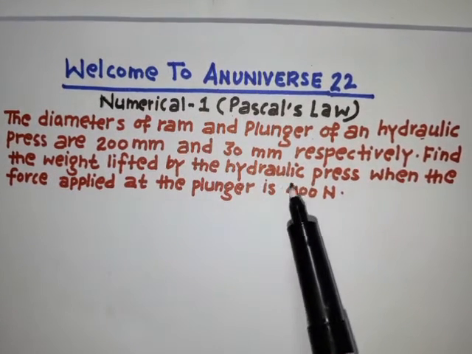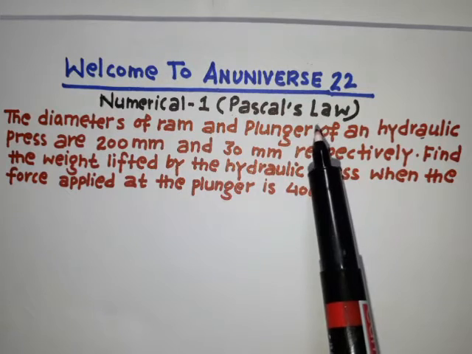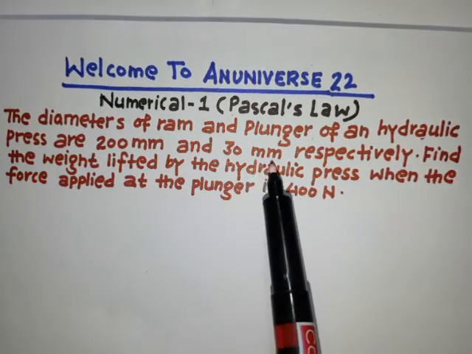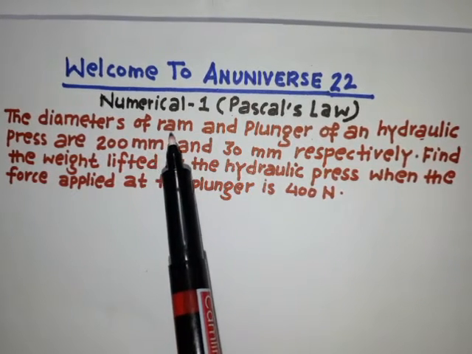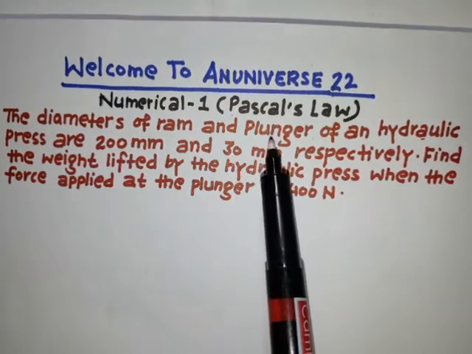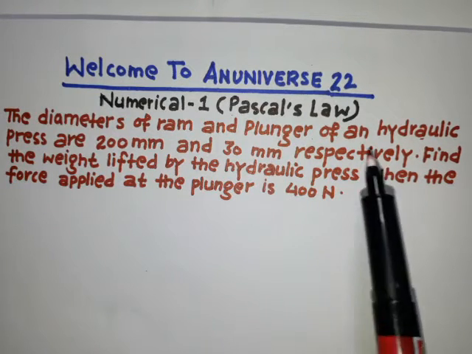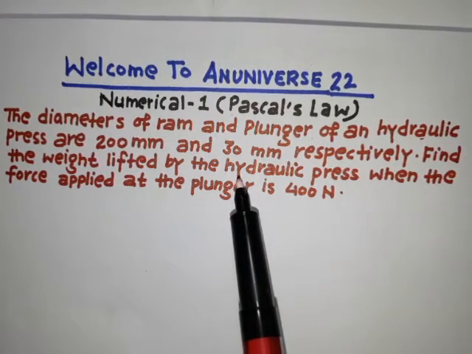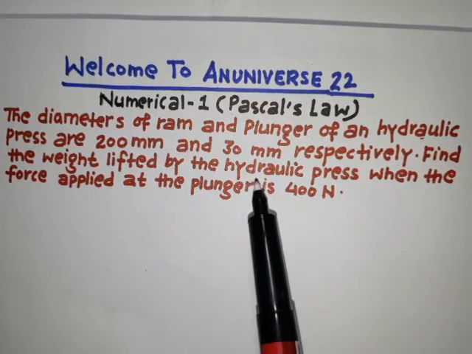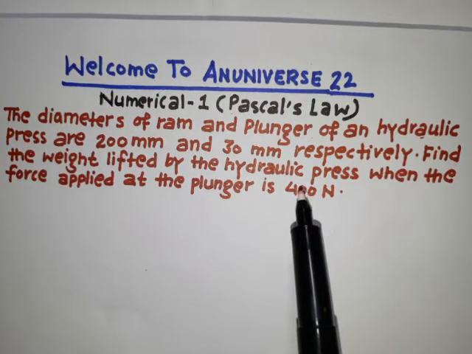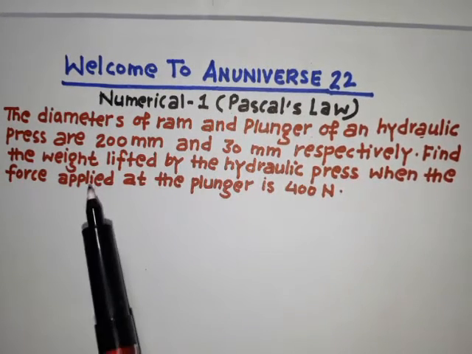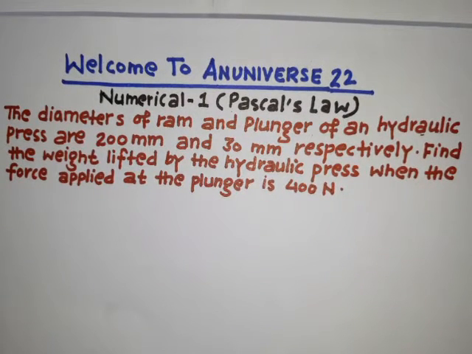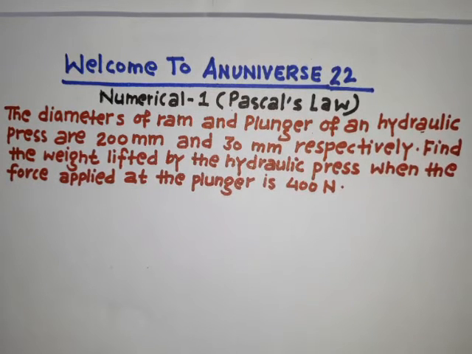As we know, hydraulic press is the application of Pascal law, and there are two diameters given. One is the larger diameter, another is the smaller diameter. The larger diameter is the diameter of ram and the smaller diameter is the diameter of plunger. Now we need to find the weight lifted by hydraulic press. As the name suggests, hydraulic press uses some fluid medium for doing its work. The force applied at the plunger is given, that is 400 Newton.